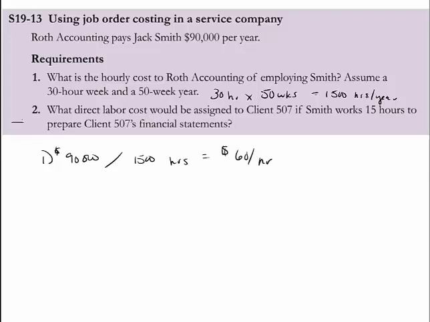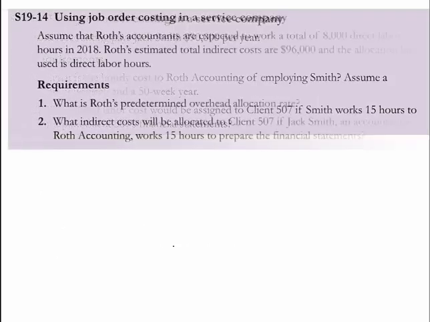The second thing said, what direct cost would be applied to client number 507 if he works 15 hours to prepare their financial statements? So then all we do is we say, all right, he worked 15 hours on this job. We're still using job order costing. And his direct cost is $60 per hour. So the direct cost is $900 for this client. But we know that we're going to charge the client for more than that because we've got to cover all those indirect costs too, right?